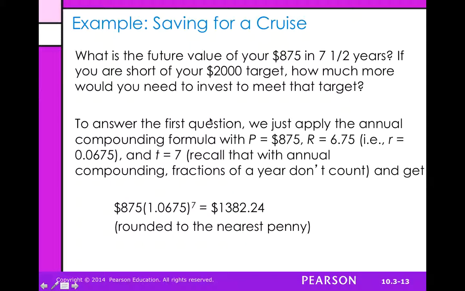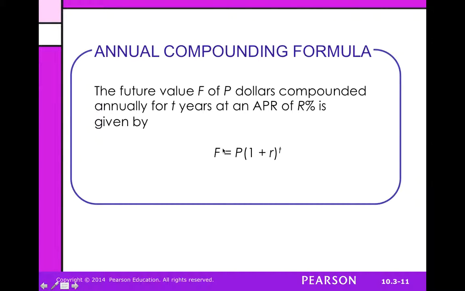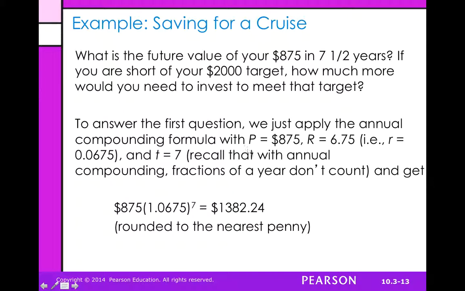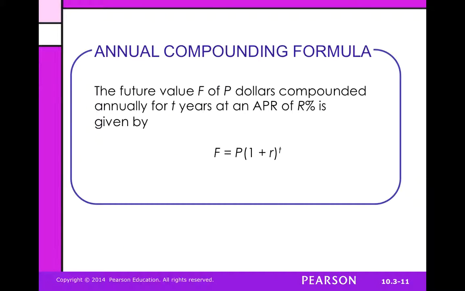So let's start with the first question. To answer the first question, we apply the annual compounding formula that we just had, right? This guy here, where you're investing $875, right? So that's how much money you have now. So in this formula here, P is $875, R is 0.0675 because you had to convert that 6.75% to a decimal, and time here is the time in years, and that's 7.5.